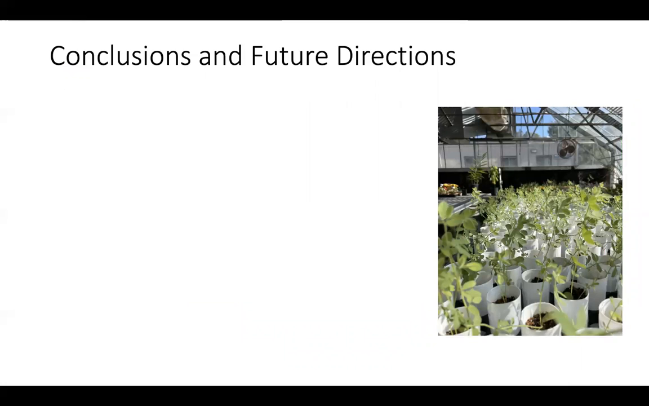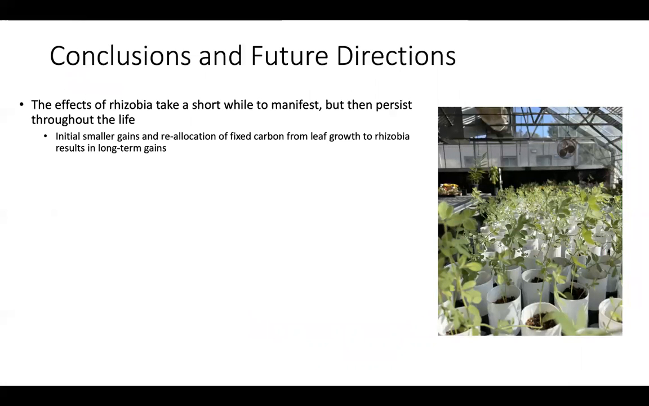Conclusions and future directions. What does all of this mean? The effects of rhizobia take a short while to manifest, but then persist throughout the life. Initial smaller gains and reallocation of fixed carbon from leaf growth to rhizobia results in longer-term gains.